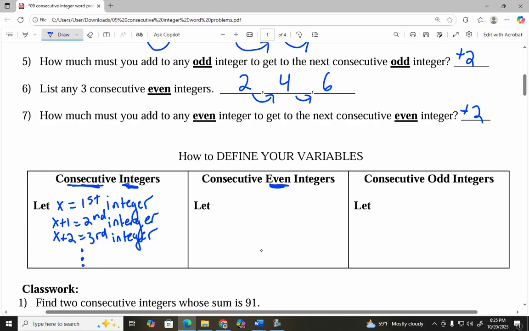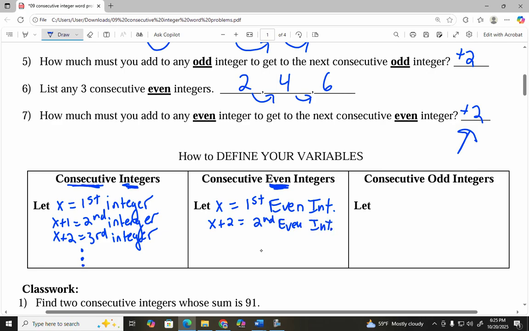Consecutive even integers. We said that they were 2 away from each other, and we also said that we always let x equal the first integer. Now, instead of saying first integer, since it's very specific with even, I want to put that word in there. It's the first even integer. I'm going to abbreviate my word integer. But to get from one even to the next, remember over here it was an add-on 2, so x plus 2 would actually be the second even integer.